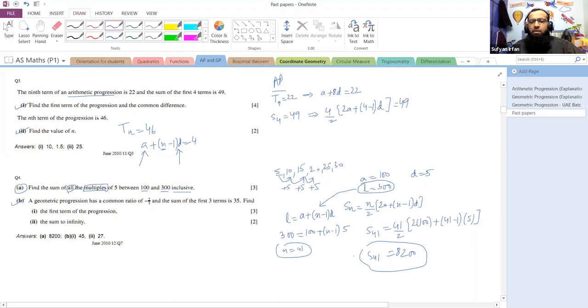This means that if the examiner has not specified the number of terms, but the last term is given, then we use the last term to find the number of terms. And when the number of terms has been obtained, then only can we find the sum of all the terms, right? Part A was particularly important. That is why I discussed it over here. Are we clear with it?